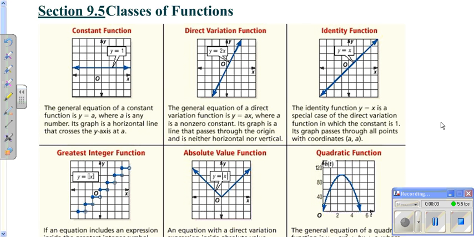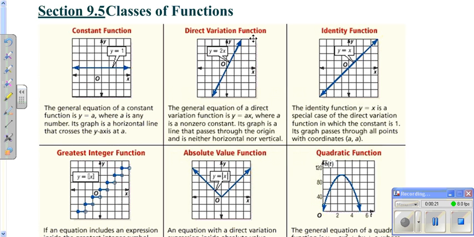We're going to look at different classes of functions. Now, a constant function is the first one, which is an example of this one here. Everything here is always the same height. It never changes, never goes up, never goes down. Since it never changes, it's considered constant.